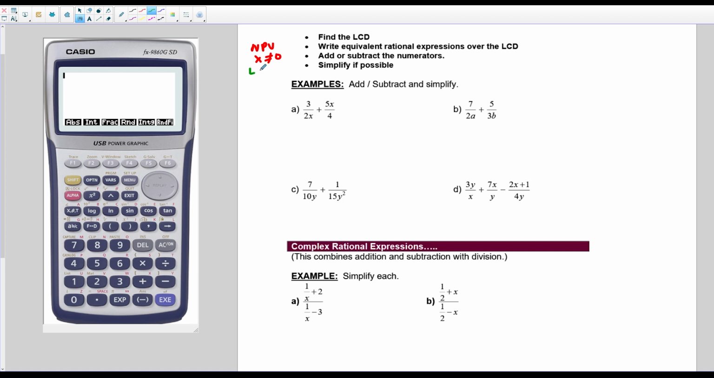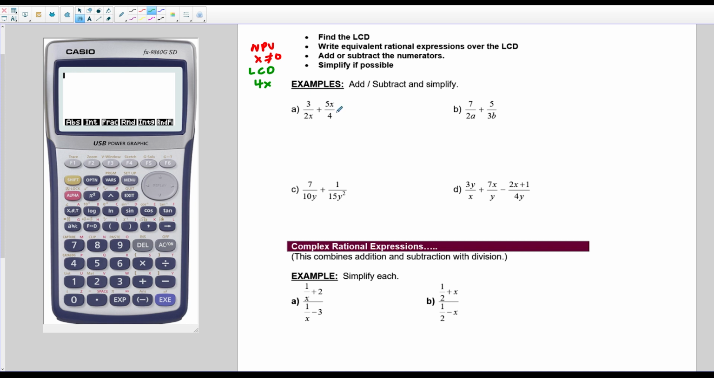Oops, let's make that neater. The LCD is just going to be 4x. So our goal here is to figure out what I need to multiply the top and the bottom of each fraction by in order to get that 4x.